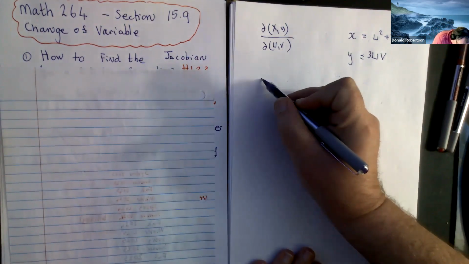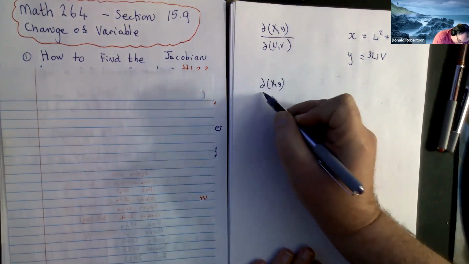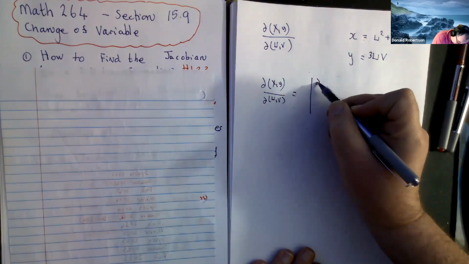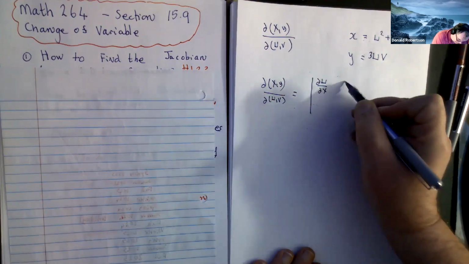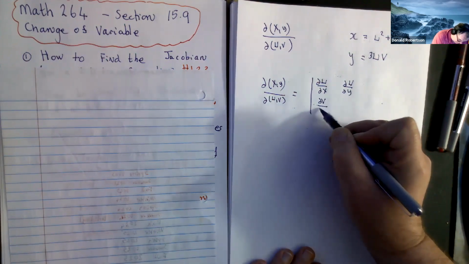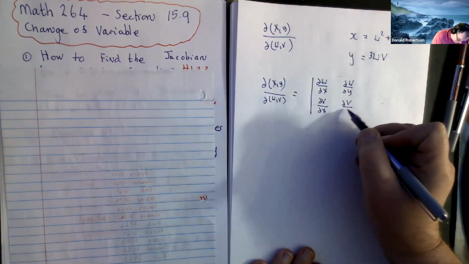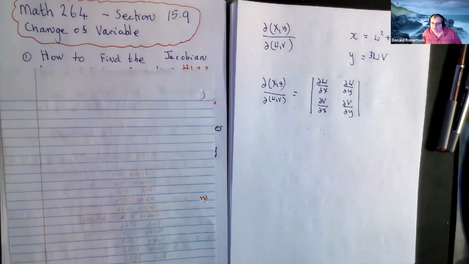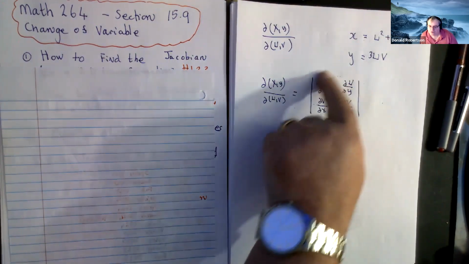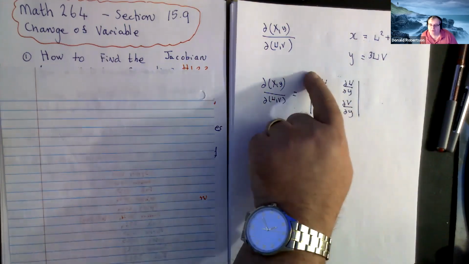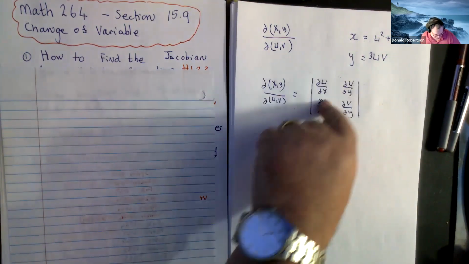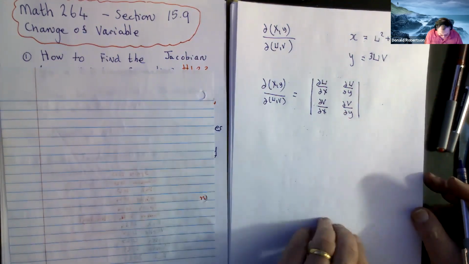Now, there is a formula for finding a Jacobian, and it looks like this. It involves matrices. And so we are going to find each of these four derivatives, and this is essentially a 2 by 2 matrix. And then these two vertical lines are what's called the determinant of the matrix. So that's going to be our plan.